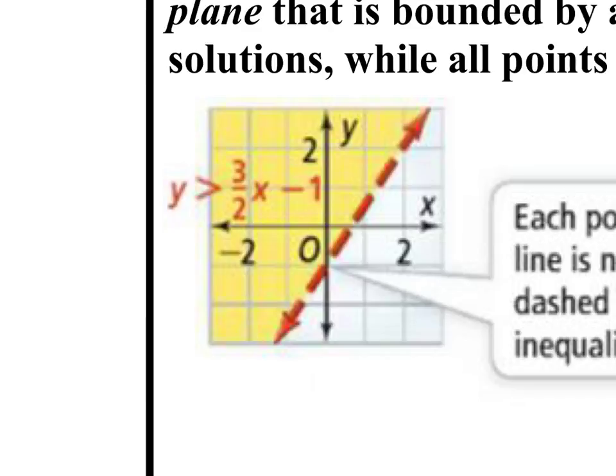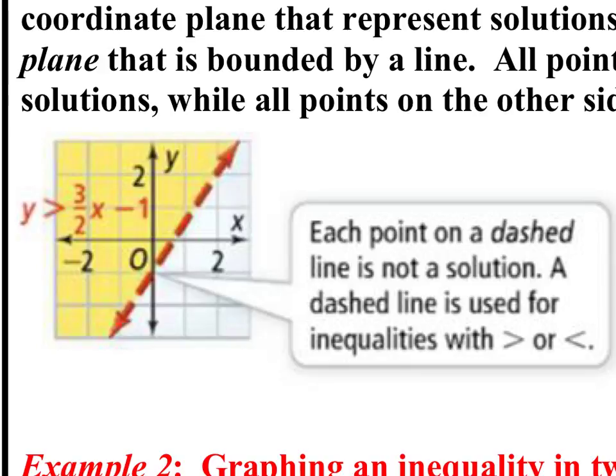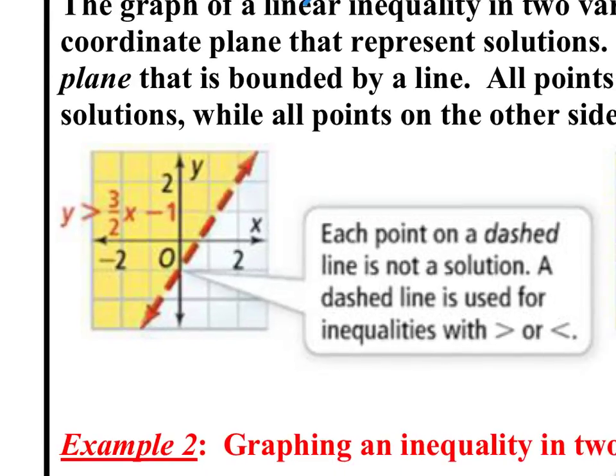So what we're saying is the points that are on the line do not work. This is like that open and closed circle thing. It's the same thing. We're saying you either include the points on the line or you don't. Since it's greater than, and it's not or equal to, we can't include the points on the line. So each point on the dashed line is not a solution. A dashed line is used for inequalities with greater than or less than. That's what it says right there.